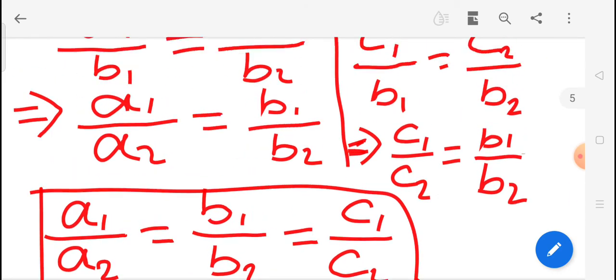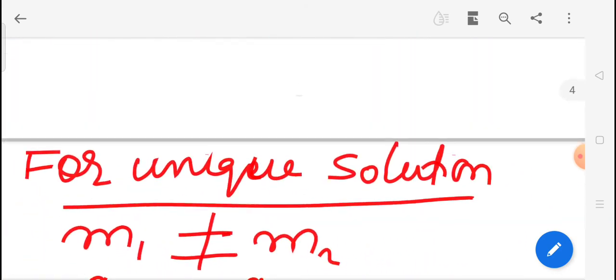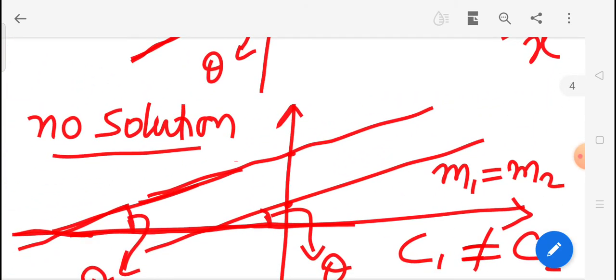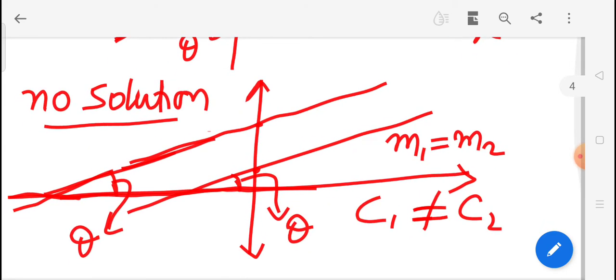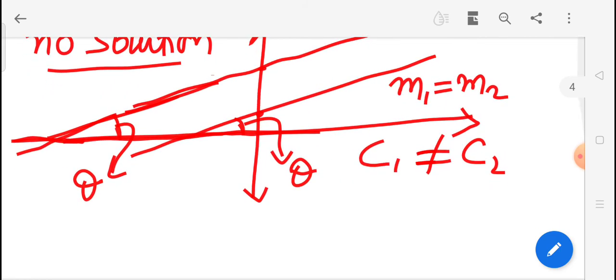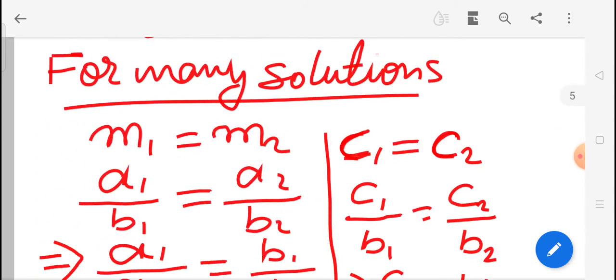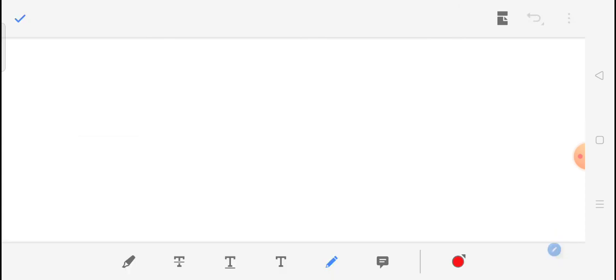Now there is a last one, that is no solution. Many solutions we have got, and no solutions. Whatever things we are having in terms of slope, we can say that their slopes are equal but their intercepts are not equal. So we can again convert it. For the no solution case we can do it like this.